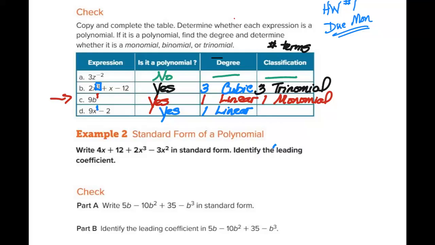Say it again. No, we're on letter D. It's separated by that subtraction sign. So there are 2, and what do we call that? A binomial. Think of bicycle, binomial. So you got a tricycle, which has 3, and that makes the trinomial.